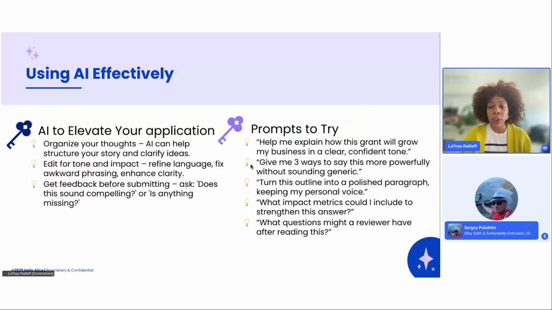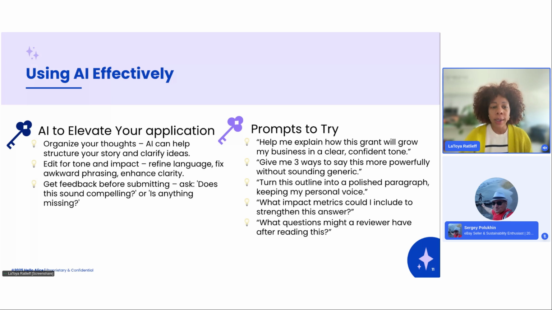And then next, we're going to talk about using AI effectively. There are right ways to use AI, and there are unfortunately wrong ways to use it. Some of the best ways to use it is as a means to organize your thoughts, because AI can truly help you tell a story and help you clarify your ideas.